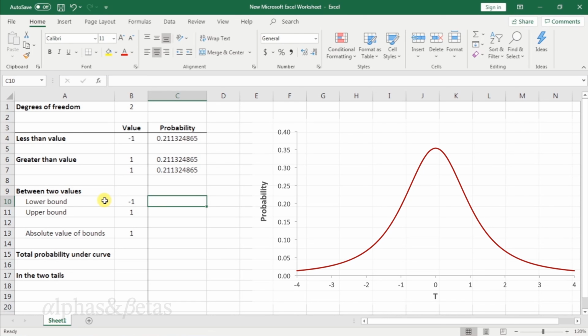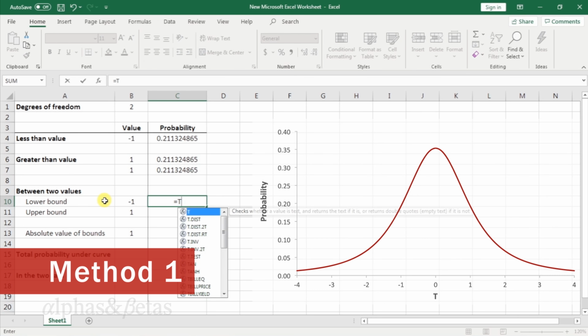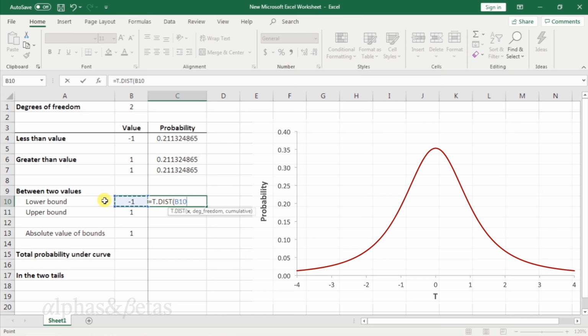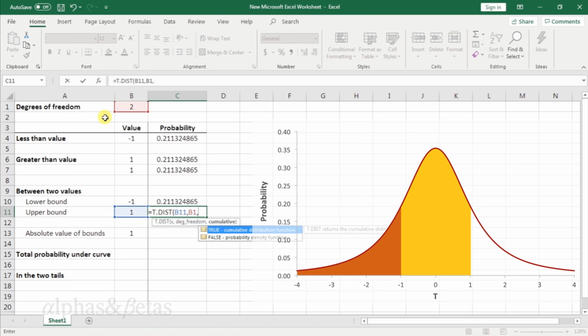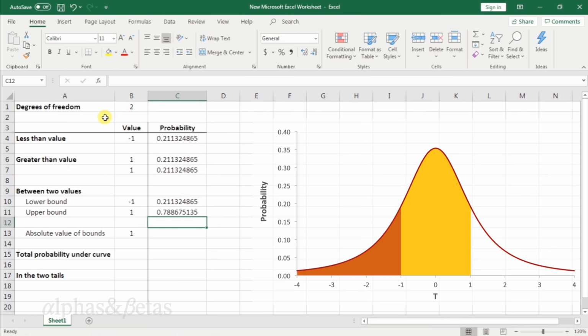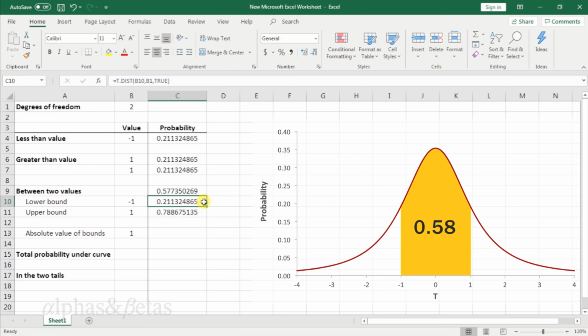You may want to find the probability of getting a value between -1 and 1. There are 2 ways to do this. The first method is to apply what you've learned in a previous section and use the t-dist function to find the probability of getting a value less than -1. Then you use the t-dist function again to find the probability of getting a value less than 1. To find the probability of getting a value between -1 and 1, take the smaller probability away from the larger probability. The output tells you that the probability is 0.58.